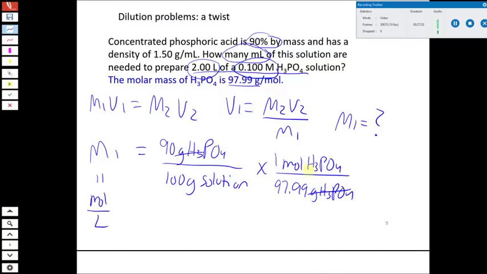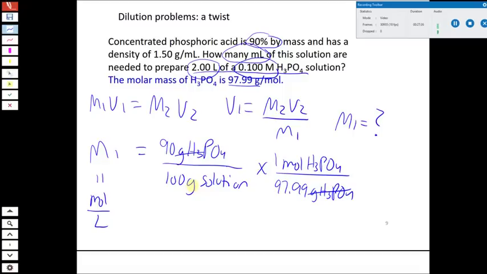So we've taken care of the numerator and gotten moles of H3PO4 in the numerator, but to find molarity, we need liters in the denominator. Right now we have grams in the denominator. So how do we convert mass into volume? What's the relationship between those two? Someone said it, I think.